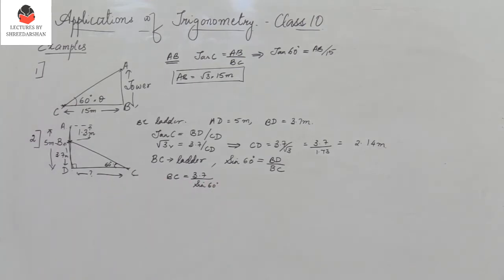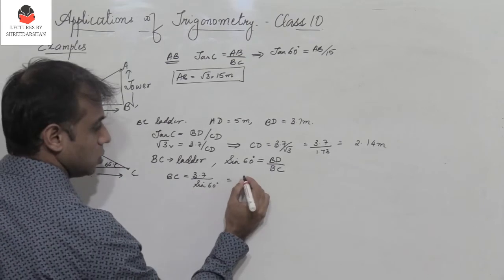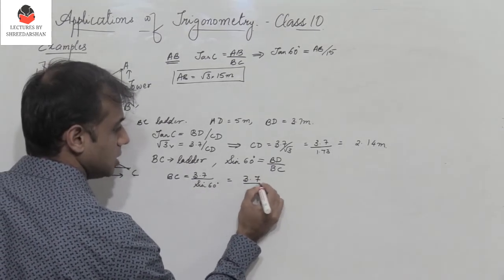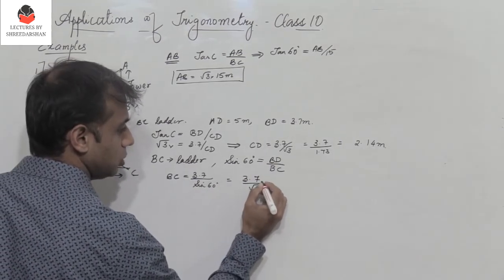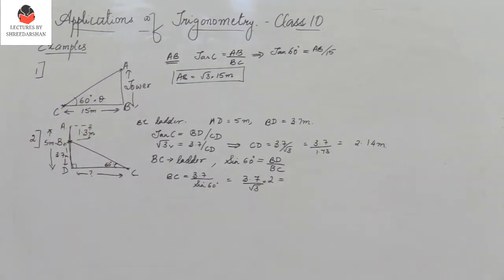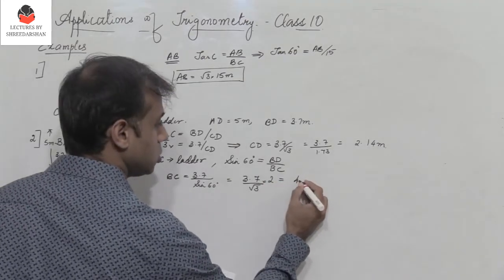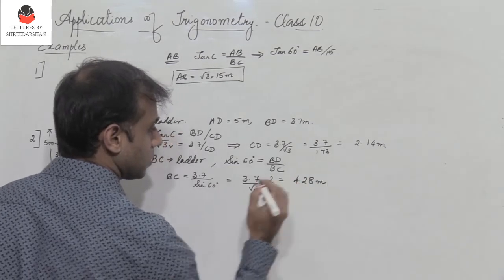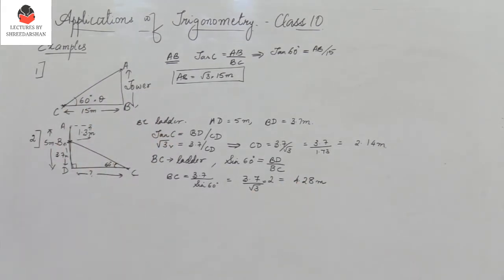So we know that sine 60 is root 3 by 2. So this is 3.7 divided by root 3 by 2. So 2 comes on top. Root 3 I take as 1.73. If I simplify this, I get BC as 4.28 meters. So the length of the ladder is 4.28 meters.